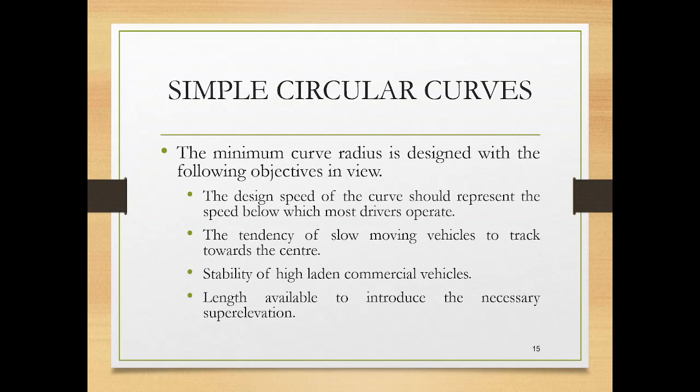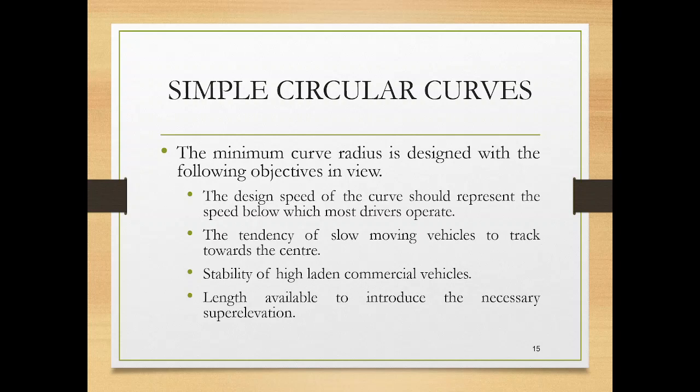The design speed of the curve should represent the speed below which most of the drivers operate. So that means if there is a road that now for the time being, if the drivers are traveling at 60 kmph, don't go and design it for 30 kmph. So it's not going to work. That is why they are telling it should be the speed that most of the drivers are operating.